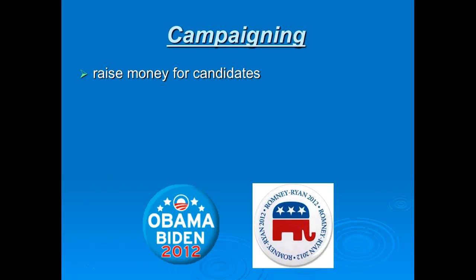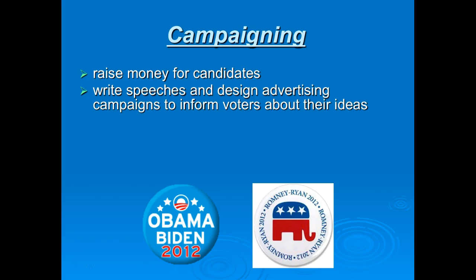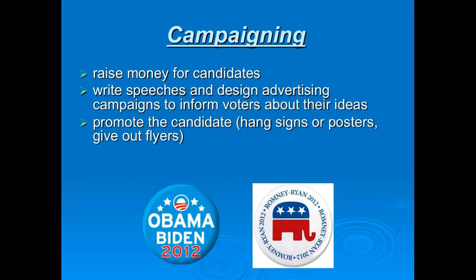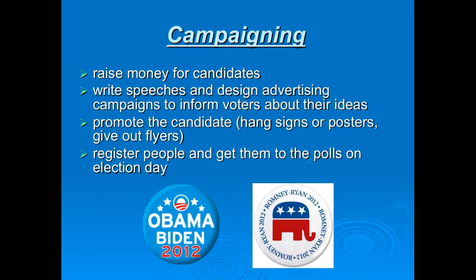Campaigning. Basically, when it comes to political parties, they raise a lot of money for candidates. It's pretty important. They will do things like design their advertising campaigns. They'll write speeches and do all of that on behalf of the candidate. They'll promote them. They'll put up the posters, hand out the yard signs, give out flyers. They register people and they get them to the polls. So that's how they help with the campaign. Remember, political parties are there to get people elected.